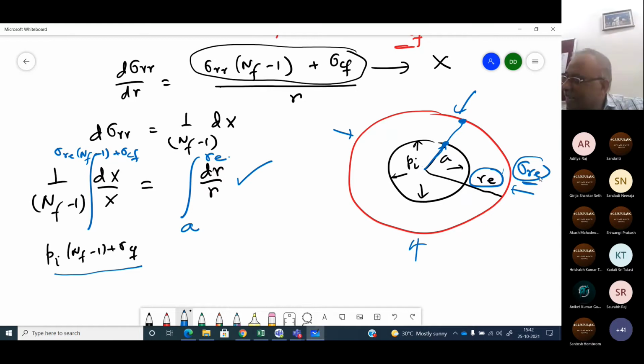And let's assume this is an unknown, sigma RE, which is the radial stress at the elastoplastic boundary. This is a very important confining stress, or radial stress. I will tell you the importance of this. We call this sigma RE. The meaning is this is the radial stress at the elastoplastic boundary. So I am replacing it with sigma RE here. Is that clear?